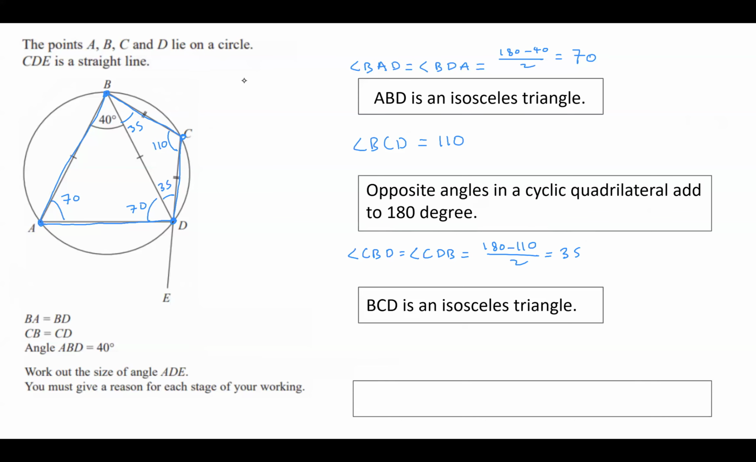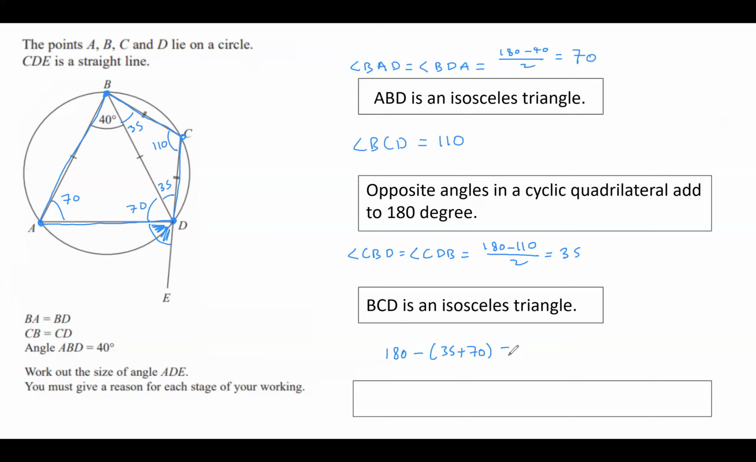Okay, so lastly, we need to work out angle ADE. So this is our angle over here. And what we have is a straight line. And we're told CDE is a straight line. So then we can do 180 minus 35 and 70. So minus 35 plus 70.